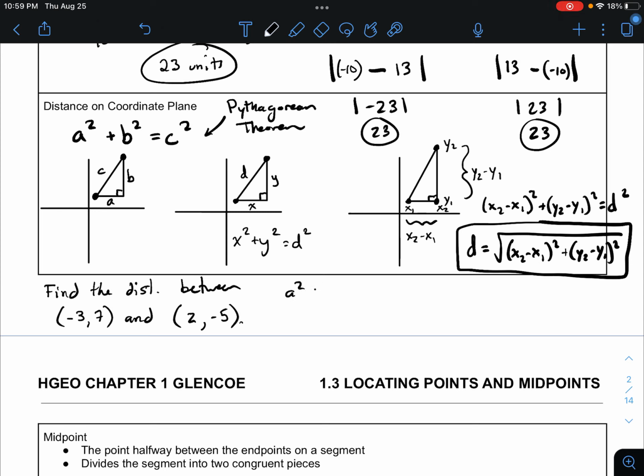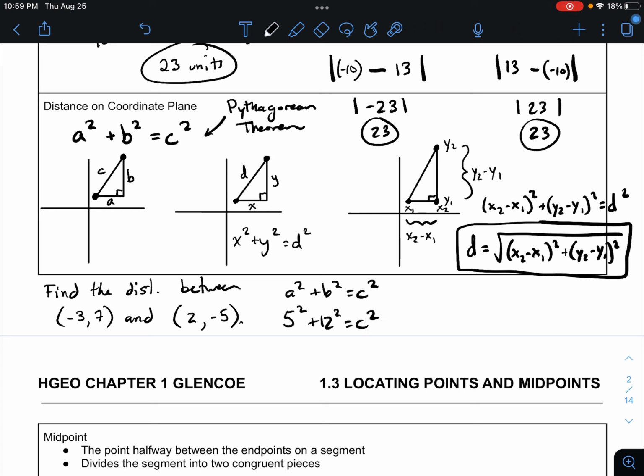So if I use a squared plus b squared equals c squared, remember, a is just the difference between the x's. What do I have to do to get from -3 to +2? Well, I'm increasing by 5. So a would be 5. And then what do I have to do to get from 7 to -5? Well, I'm going down by 12. And again, the distance is always considered positive because it's the absolute value. So I don't even need to worry about it being a -12. I can just put in a +12.